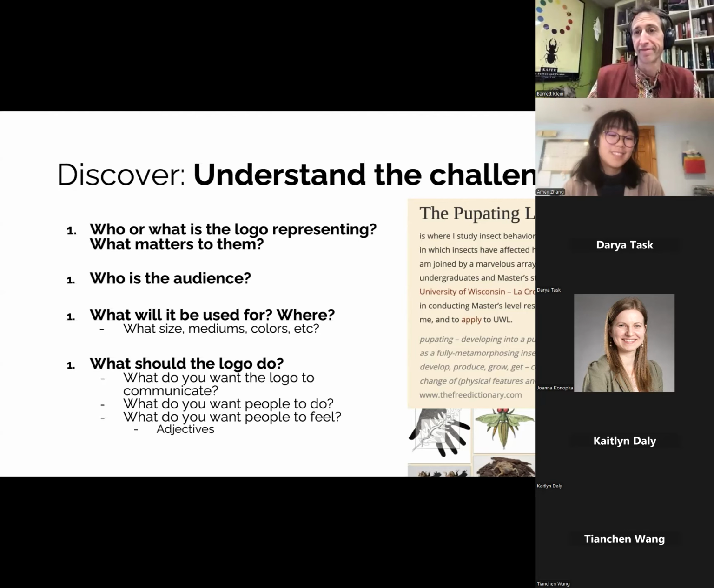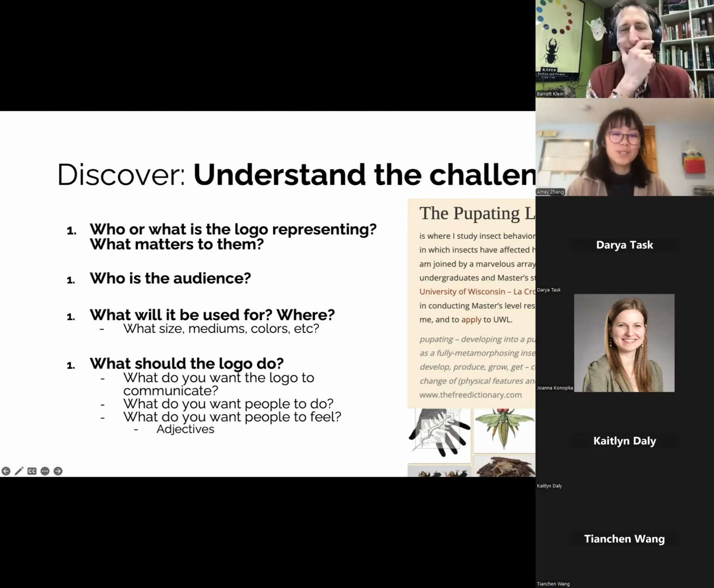Yeah. And the last block of questions: what should the logo do? So what do you want the logo to communicate? What do you want people to do when they see it? Is there an action included in that logo? Do you want them to go to your website and become overwhelmed with curiosity? Do you want them to turn the page? Do you want them to click on it? Do you want them to buy something? Do you want them to just be impressed with you? Any answers are welcome.